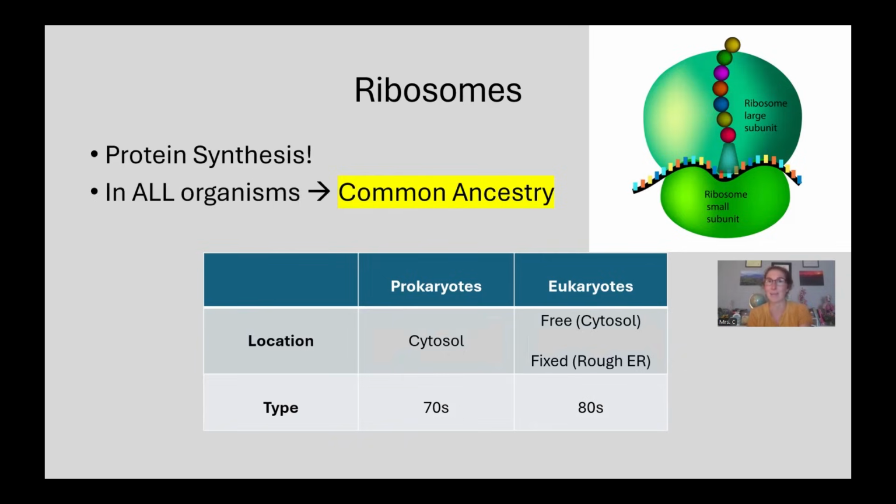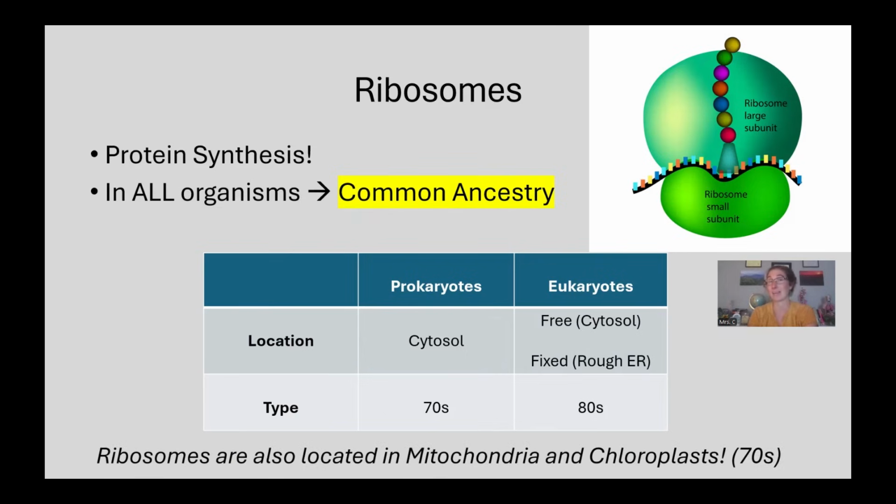It's pretty much the same mechanism in both prokaryotes and eukaryotes. The ribosome will attach to the mRNA and then make that polypeptide, as we can see in that figure. More on that for Unit 6. And keep in mind, both chloroplasts and mitochondria have ribosomes, and they will be the 70S.